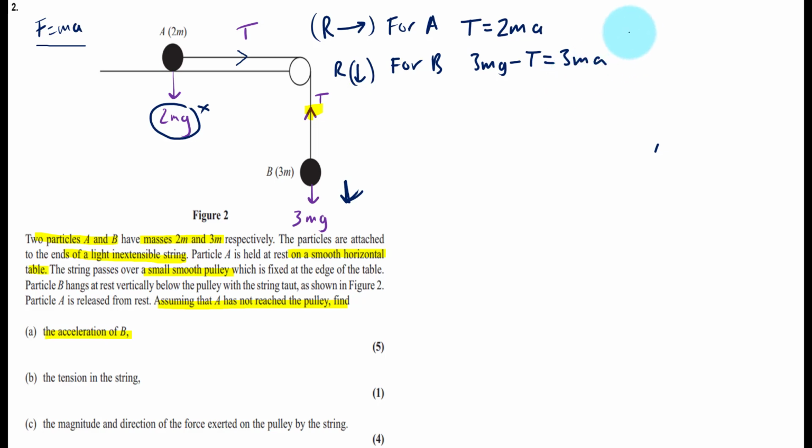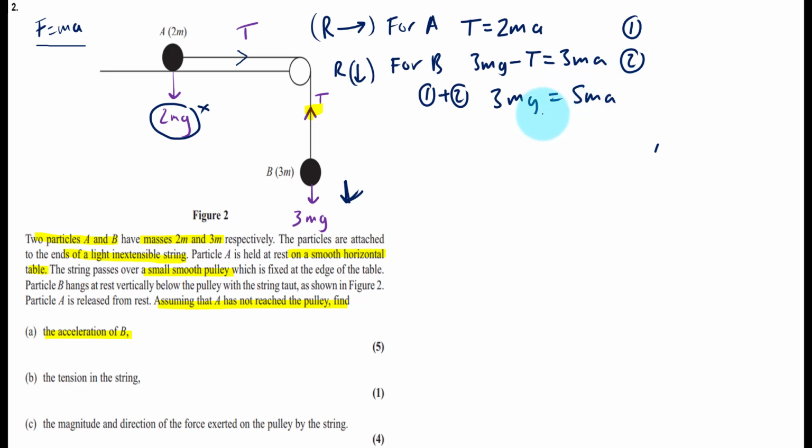Now, I'm going to label them 1 and 2 because we have resolving horizontally and vertically. Now, we can see this is a simultaneous equation. So if we add equation 1 to 2, because T is the same, those T's will cancel. So we get 3mg will equal 2ma plus 3ma together.